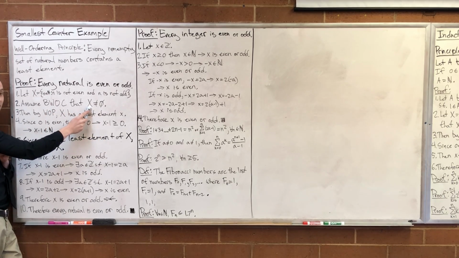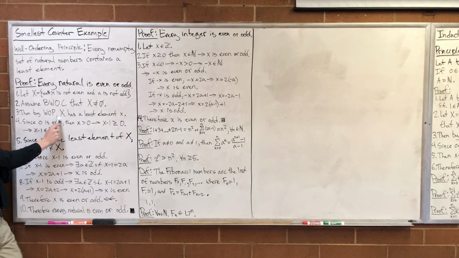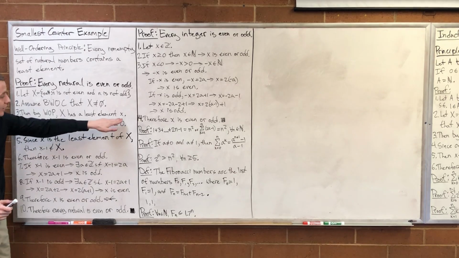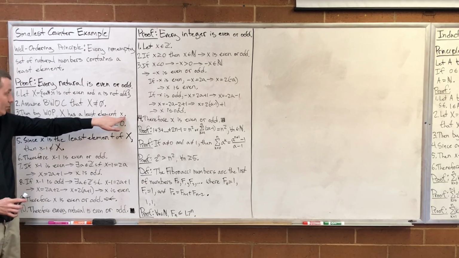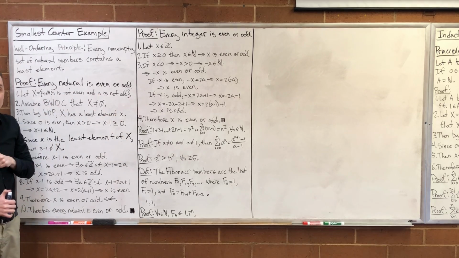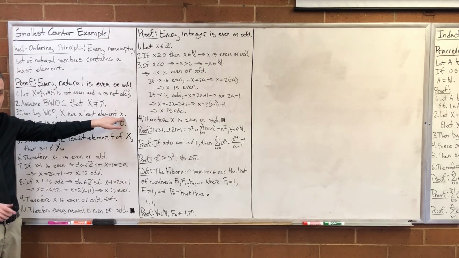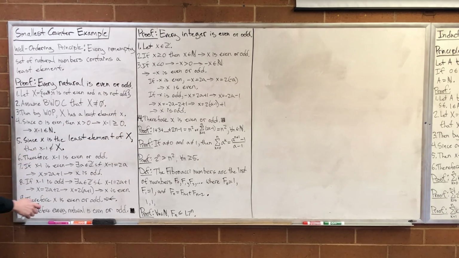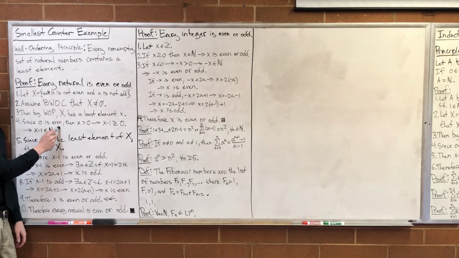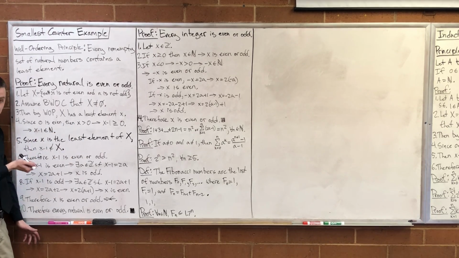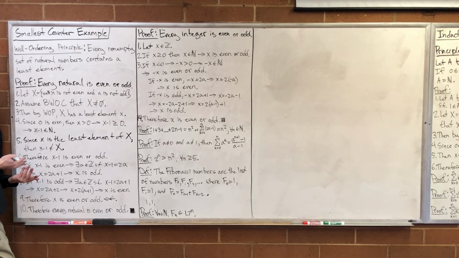So we assume by way of contradiction that x is not empty. Since we assume x is not empty, then by the well-ordering principle, x has to have a least element. We'll call it little x. So what is little x? It is the smallest natural number that is not even and not odd. We know little x doesn't exist. We assume by way of contradiction that you could get such a little x. You with me so far? Since 0 is even, then we know x has to be greater than 0. X is the smallest natural number that's not even or odd. 0 is even, so x can't be 0. So x has to be greater than 0 because it's a natural number. You with me so far?